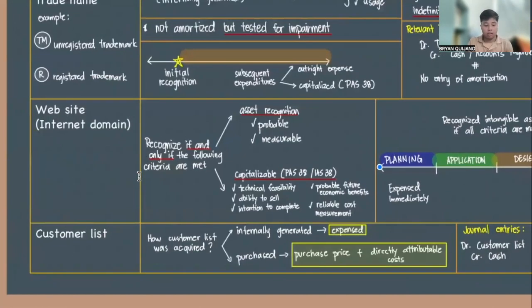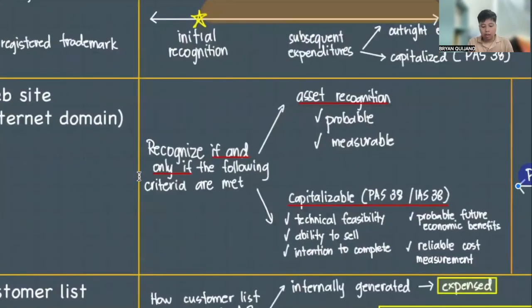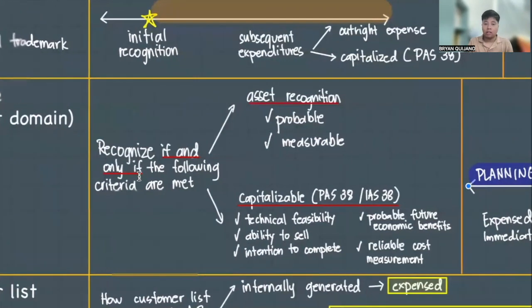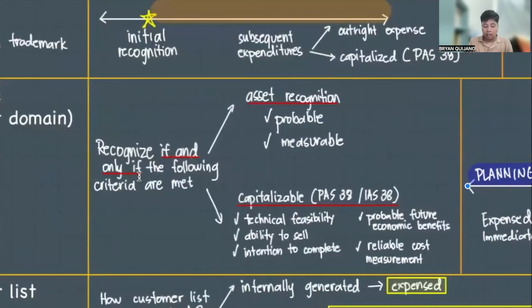Let us talk about website or internet domains. You will only recognize website or internet domains if and only if both of these criteria are met. Okay? The first one is that you're going to record it if you have satisfied the asset recognition principle. That is, there is a probability of future economic benefit and the cost can be measured reliably.